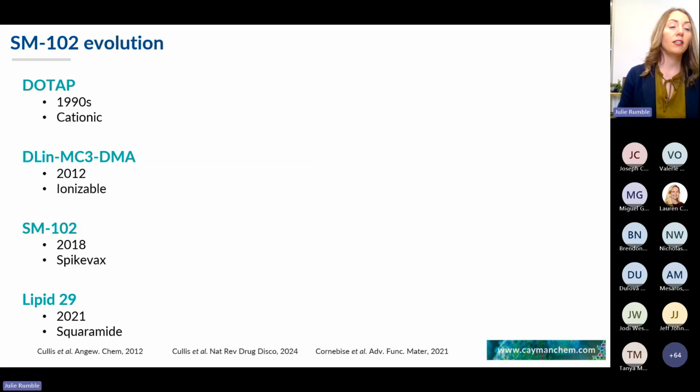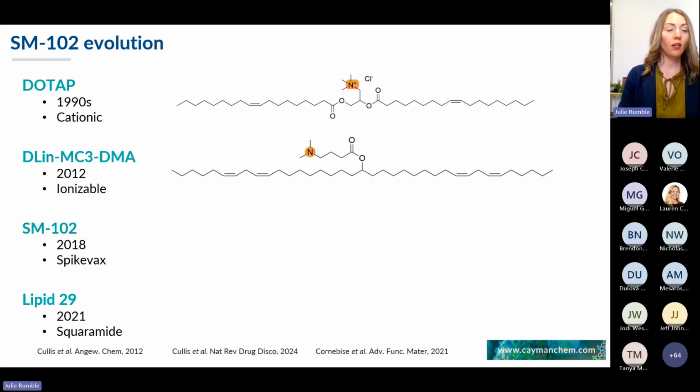Now that I've highlighted some of the key design features that make SM-102 a good ionizable lipid, I want to show how it got there and what's next. DOTAP was one of the first cationic lipids widely explored for use in gene delivery. DOTAP has a positively charged amine head group, making it effective at interacting with negatively charged nucleic acids. However, despite its effectiveness at encapsulating nucleic acids, DOTAP suffers from toxicity due to its strong cationic charge and poor endosomal escape. These issues led researchers to come up with different lipids.